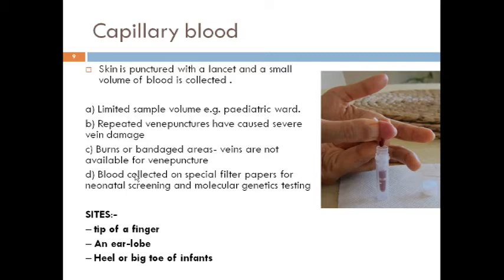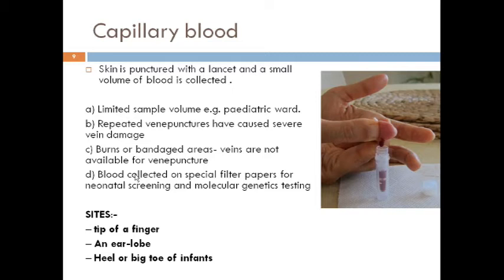Skin puncture. Mainly capillary blood is obtained from the skin puncture. The sites of skin puncture for capillary blood are mainly the tip of the finger, earlobe and big toe of infants.